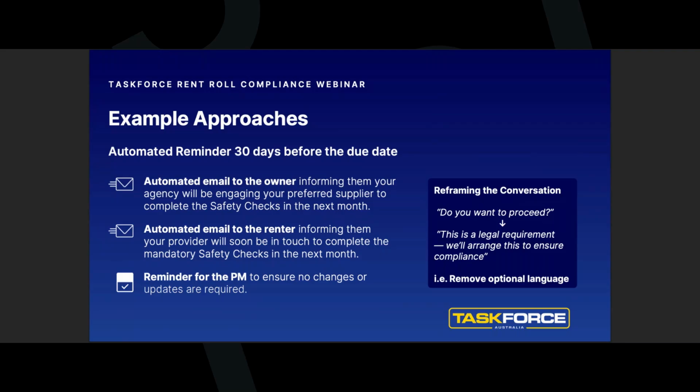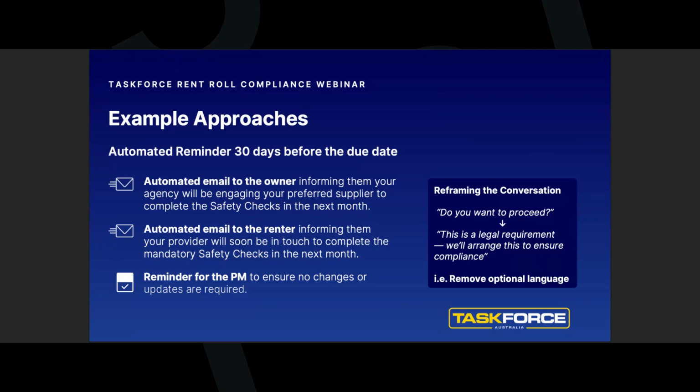And this one's a little bit optional, but you could also just set a reminder for the property manager to ensure there are no changes or updates required on that property. Now, this can be really handy, for instance, when you have a CRM that doesn't integrate with your particular provider. So here at Taskforce, we integrate with Property Me and Property Tree, but you might be using, say, Console or someone else that doesn't yet integrate with us. So in this case, you can just have a quick reminder there to go, okay, I actually need to update the tenant details on that property, or potentially you're looking at selling this property relatively soon, so you might actually not need to do the safety checks at this point because it's about to go on the market.